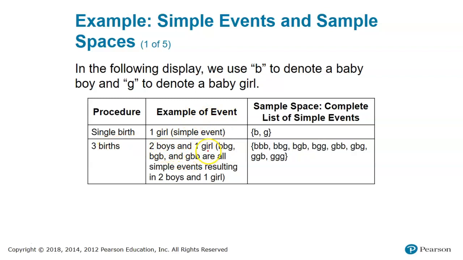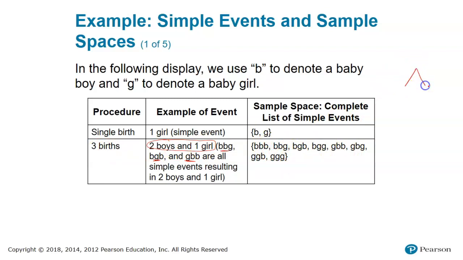If we're talking about having 3 births, our event might be that we're going to have 2 boys and 1 girl. But because there's different ways for that to happen, you could have a boy, and then a girl. You could have a boy, a girl, and a boy, or you could have the girl first and then a boy and a boy. So this is the event itself, 2 boys and 1 girl. And the simple events that make that up would be these 3 here. Okay, so if we were to list all of the simple events for 3 births, then this would encompass all of that.